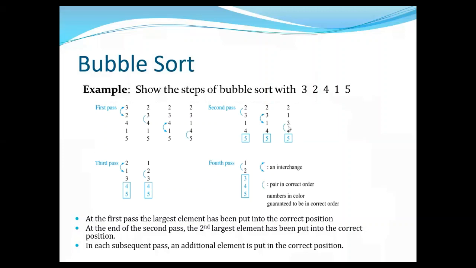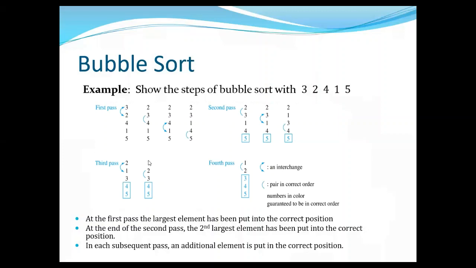Then compare 3 and 4. Since 3 is less than 4, there is no change, so proceed to the next comparison. 4 is less than 5, so we proceed to the next pass. On the next pass, we compare 2 and 1. Since 2 is greater than 1, we interchange them.